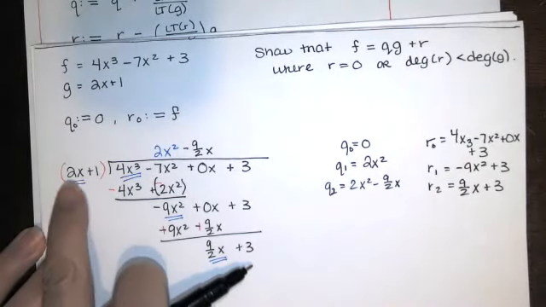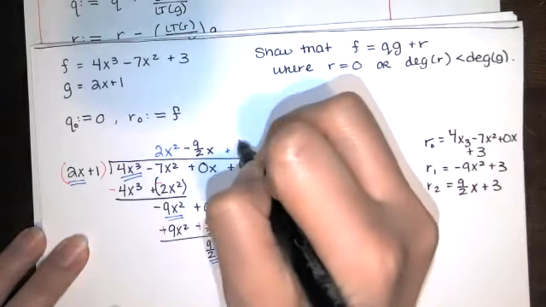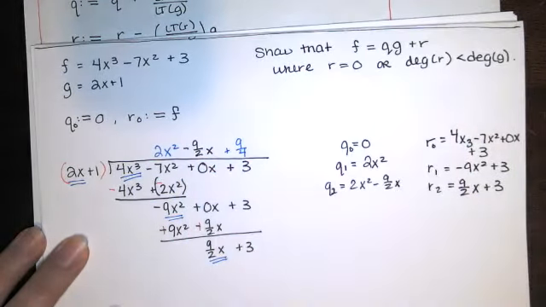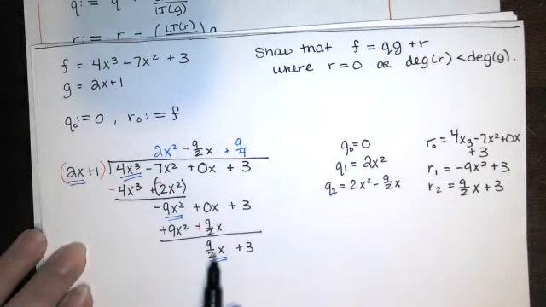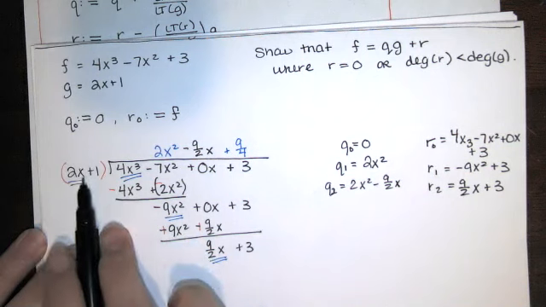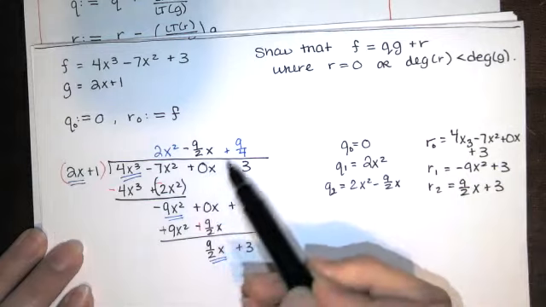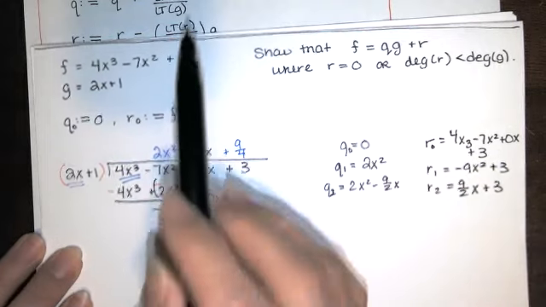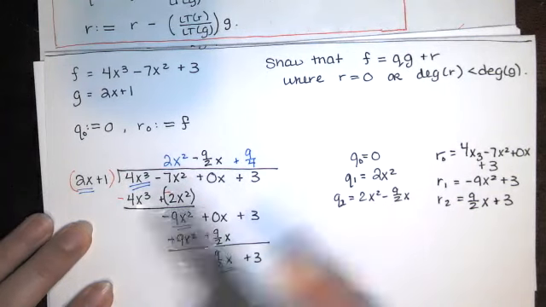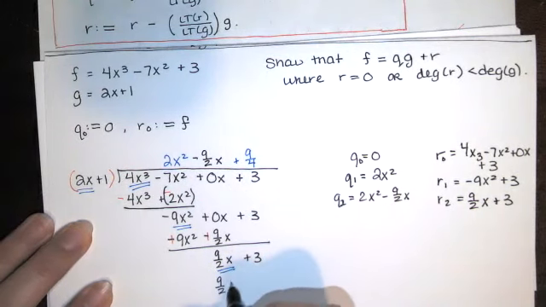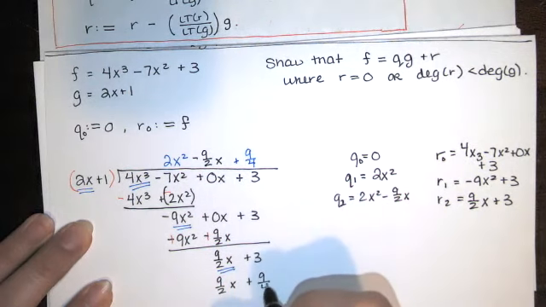We say to ourselves, this times what gives us this, which gives us 9 over 4. Or alternatively, you can say this divided by this gives me what? What's the leading term of r divided by the leading term of g? It turns out to be 9 over 4. If you multiply these together, this times the entire g, and that's what our algorithm tells us to do, we've got 9 over 4 times 2x is 9 over 2 x. And then 9 over 4 times positive 1 is 9 over 4.